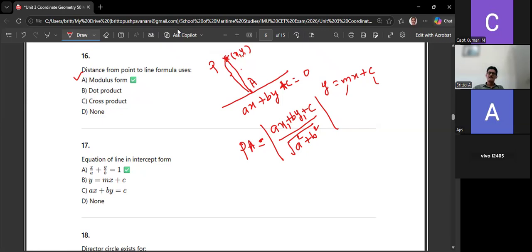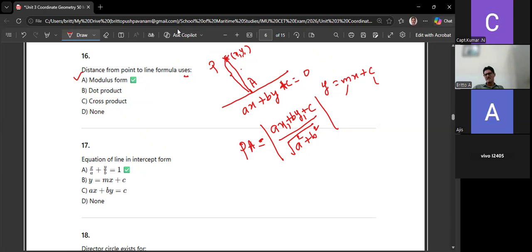But here they are not asking for the formula. The distance formula uses the modulus form. Why are we putting modulus here? Because if you don't put modulus, sometimes you may get a negative answer, right?